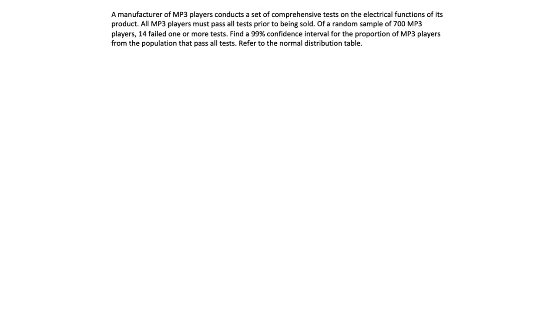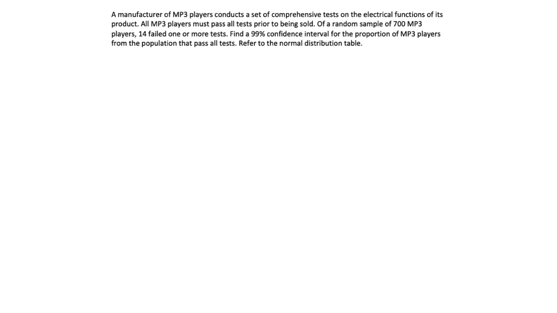A manufacturer of MP3 players conducts a set of comprehensive tests on the electrical functions of its product. All MP3 players must pass all tests prior to being sold. Of a random sample of 700 MP3 players, 14 failed one or more tests. Find a 99% confidence interval for the proportion of the MP3 players from the population that pass all tests.